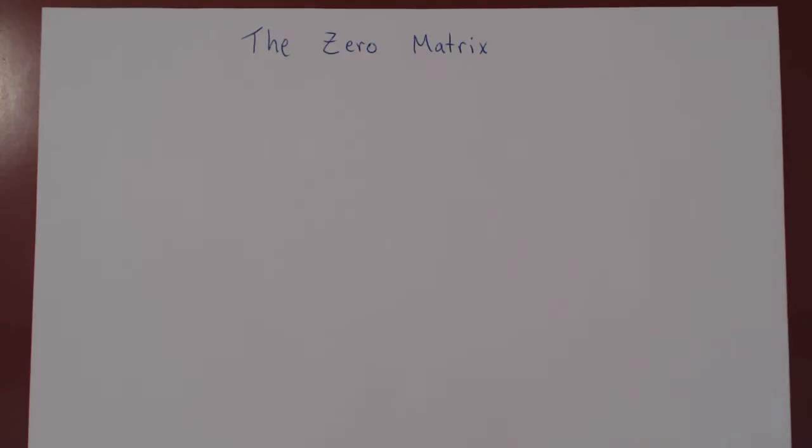Okay, so in this video, we will discuss the zero matrix. As we will see, it's a very simple matrix, and its role is to play the same role as the zero real number when dealing with real numbers. Let's look at two very simple examples.